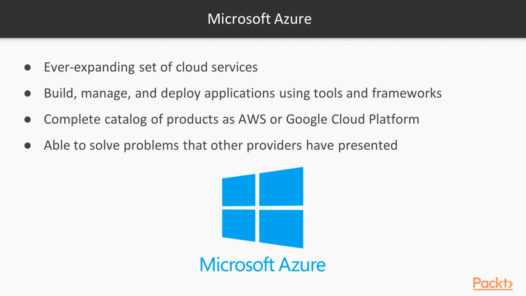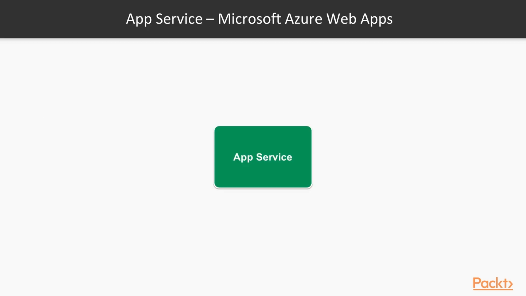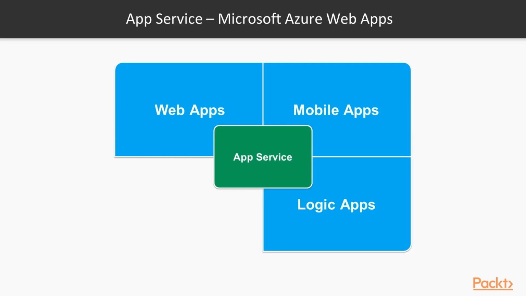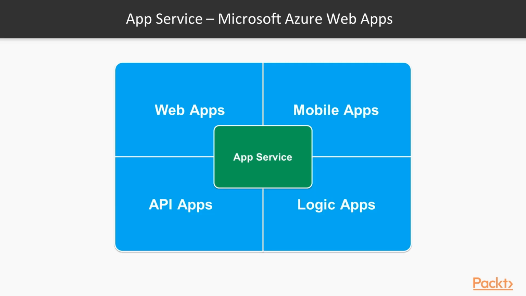It is also one of the newest providers in the market, so it has the advantage of being able to solve problems that other providers have presented. Let's take a look at the services Azure offers. First, we see App Service. One of the most popular offerings from Azure, App Service is a platform that can be used to create four kinds of applications: web apps, mobile apps, logic apps, and API apps.